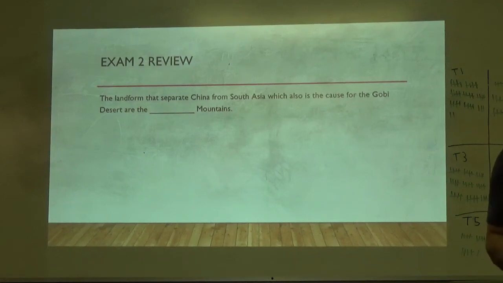Okay. Alright, the landform that separates China from South Asia, which also is the cause of the Gobi Desert, are the Blank Mountains. Yes, the Himalayan mountains.